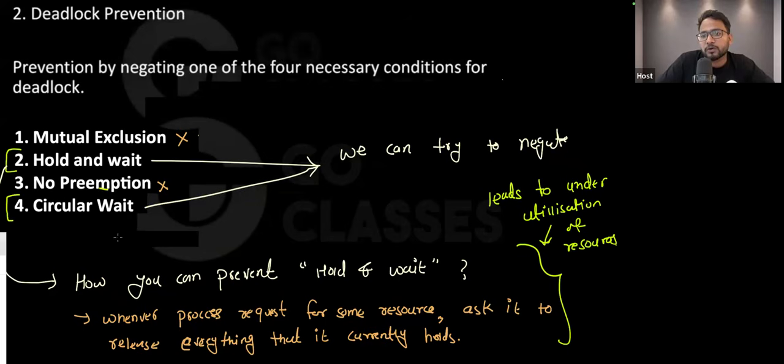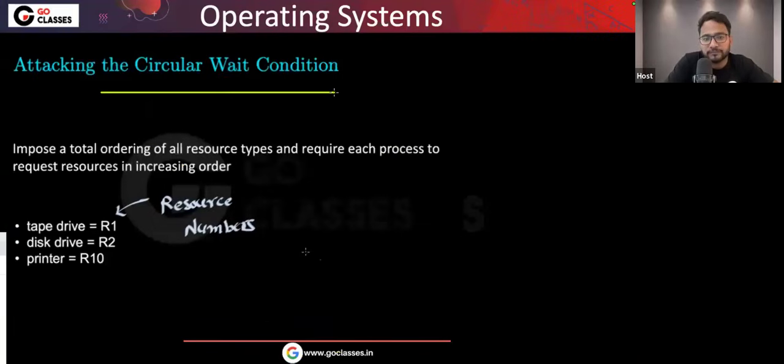Can you prevent circular wait? I hope all of these conditions are clear to everyone: mutual exclusion and no preemption are resource based. If the resource cannot be preempted or shared, then I cannot do anything. But I can prevent hold and wait by saying, whenever you are requesting something, release whatever you already have. But obviously it's not a good idea to release the resources before the task completion. The last thing that you can try to prevent is circular wait. Let's see how we can attack this circular wait condition.